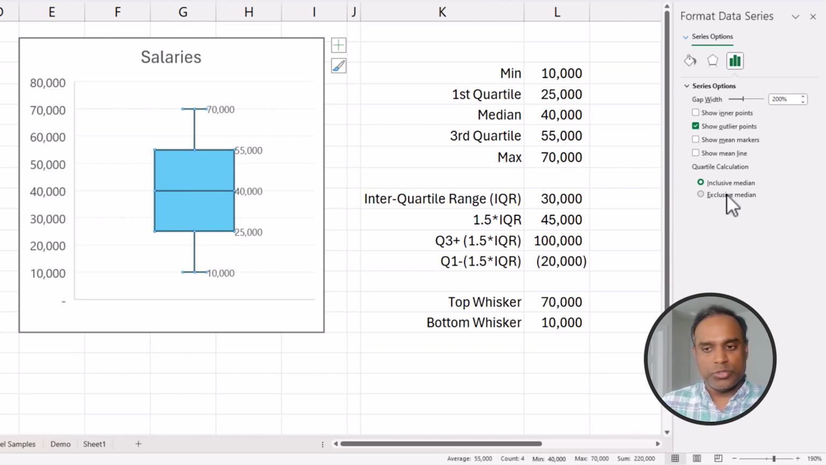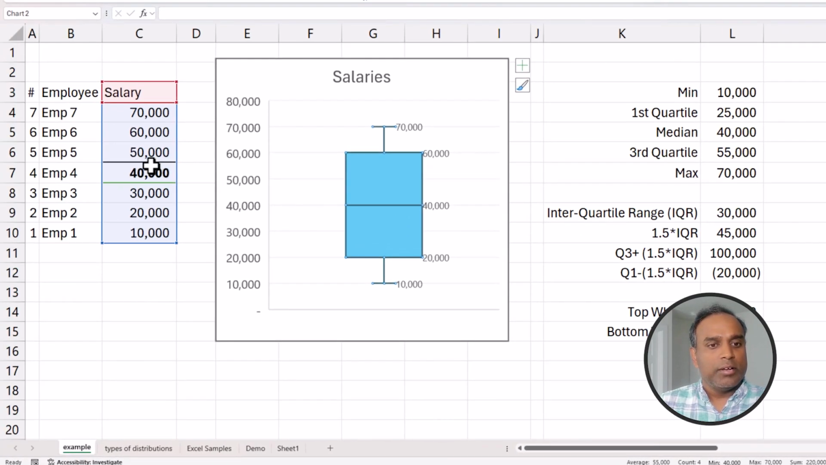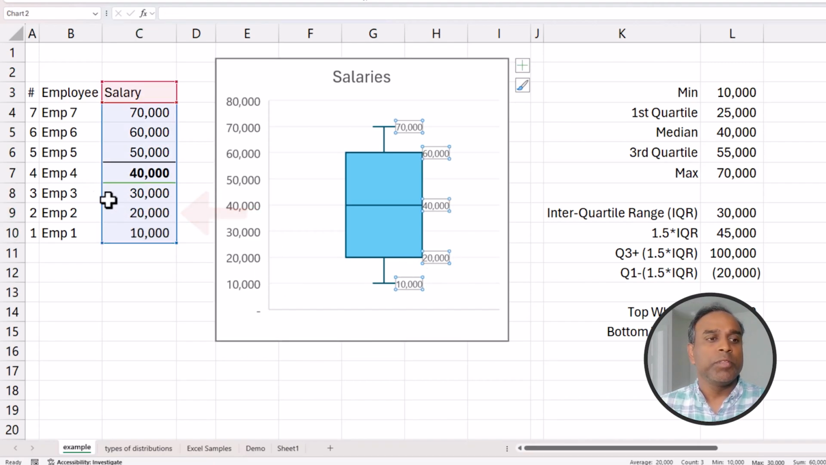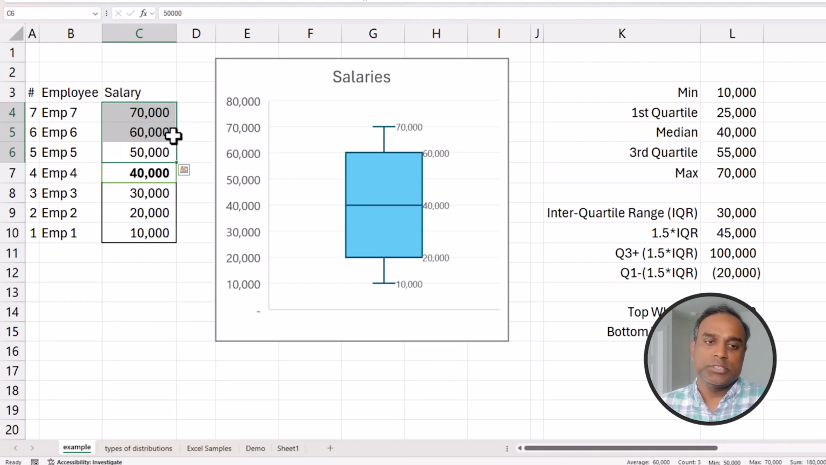If I do exclusive, now we will again calculate the quartile, but the numbers have changed now. So when we calculate the first quartile, this time I am not going to include the median 40,000. I'm only going to include the bottom three values 10,000, 20,000, 30,000, which is the middle value. This is straightforward. It's 20,000. That is the first quartile. And then for the third quartile, 50, 60, 70, the middle value is 60.